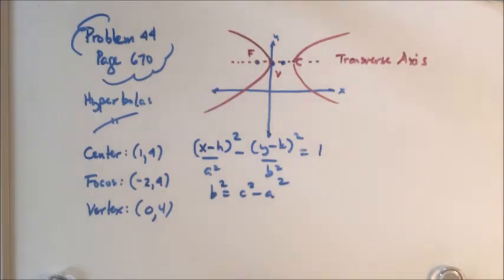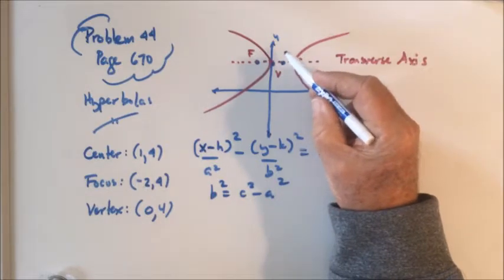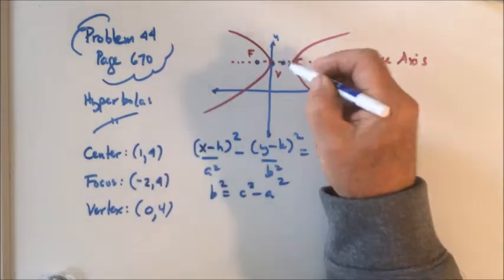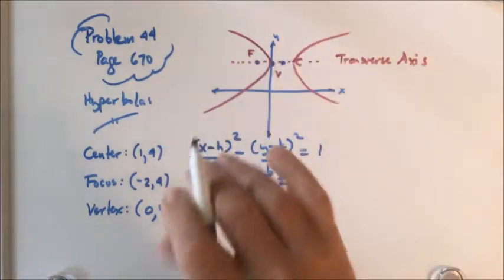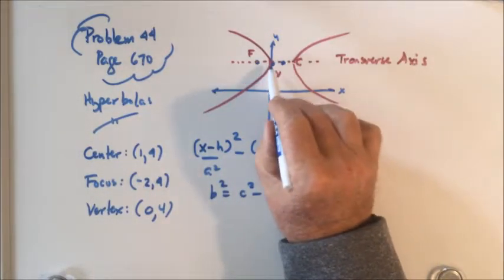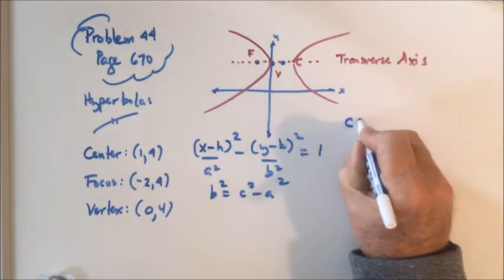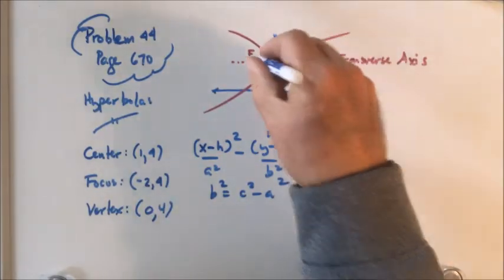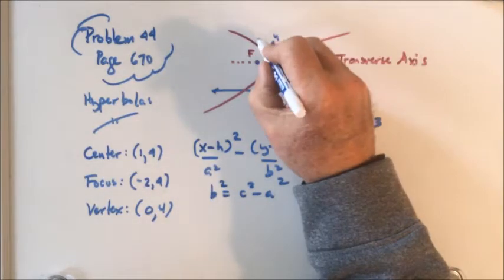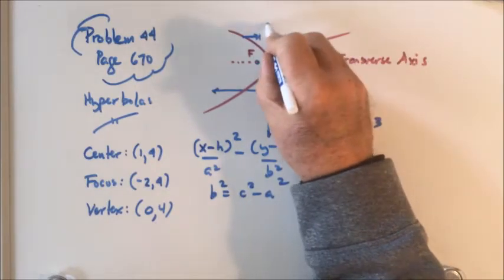And what do we have to do now? We have to pull off data from this graph. What do we have? I've got a center over here, and I've got a focus over here. So the distance between the center and the focus, the center is 1 over, the focus is 2 over, total distance 3. C, which is the focal length, the distance from the focus to the center, is 3. This distance right here is the focal length, and it's 3.